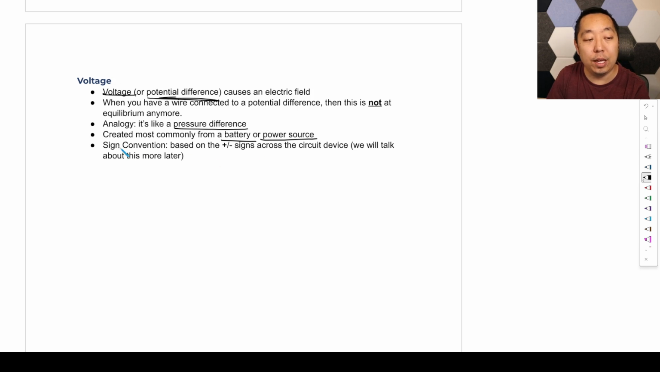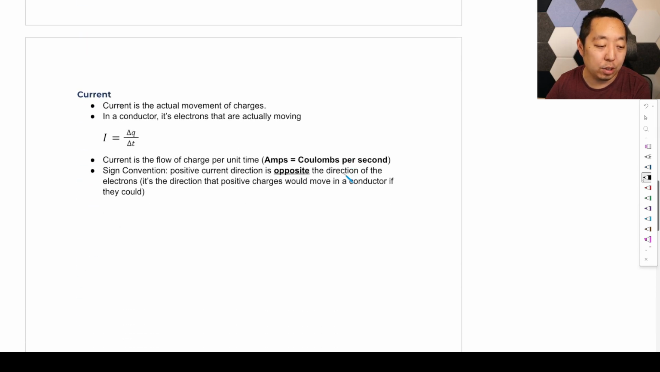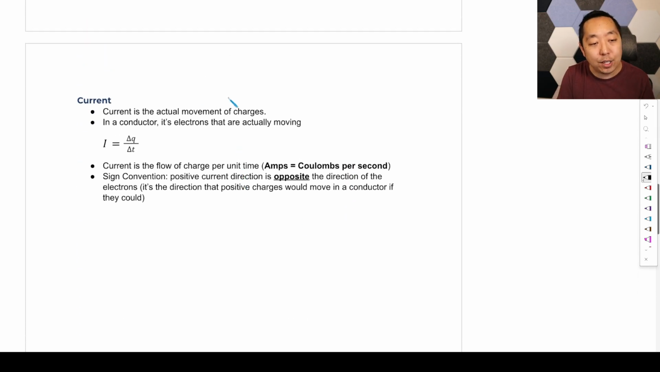Okay, and just real quick on sign convention, we'll cover this a lot more later. Sign convention is based on the plus or minus signs across the device element. As we go into more circuits, we will talk more about that later and later. So that's the potential, that's the pressure, that's the thing that's going to cause the electrons to move. But the actual motion of the electrons is the current. This is the actual movement of charges.